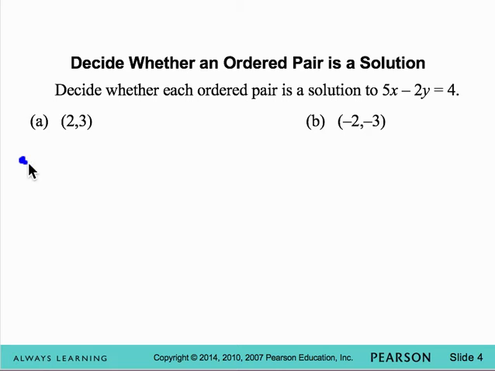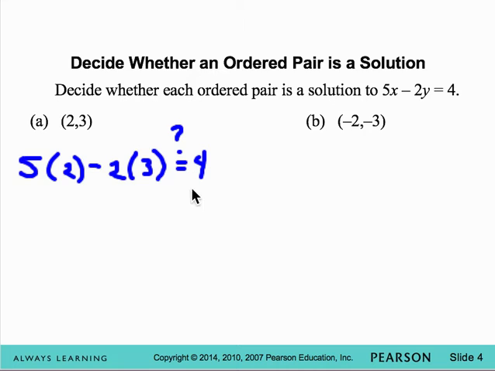So I'm going to rewrite it, except when I get an x, I'm going to replace it with 2, because it says x is 2 right here. Minus 2, but instead of y, we're going to replace it with that 3. And then my question is, is that true? If it is, then the point (2, 3) is a solution to that equation. If it's not, the point (2, 3) is not a solution. So that's 10 minus 6 equals 4. That is true. Yes, this is a solution to the equation.